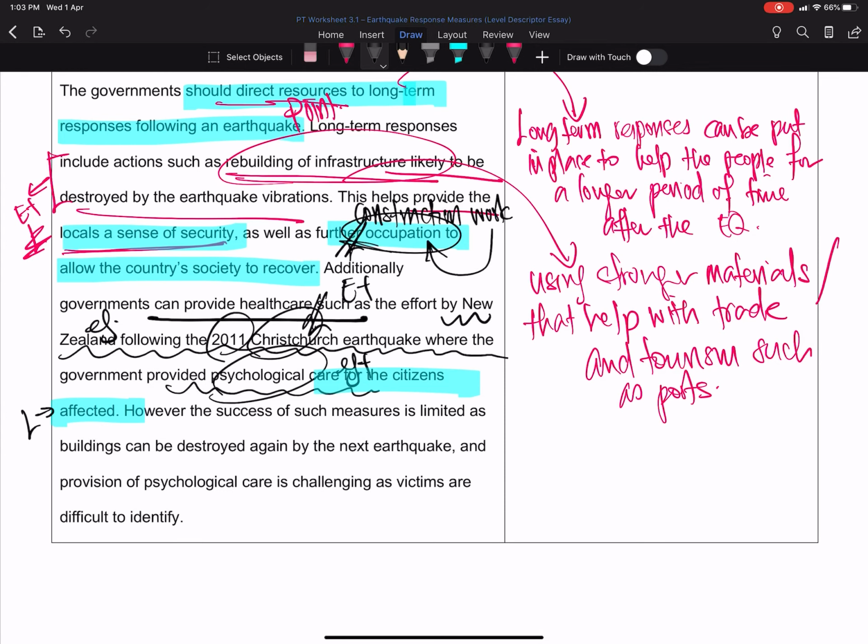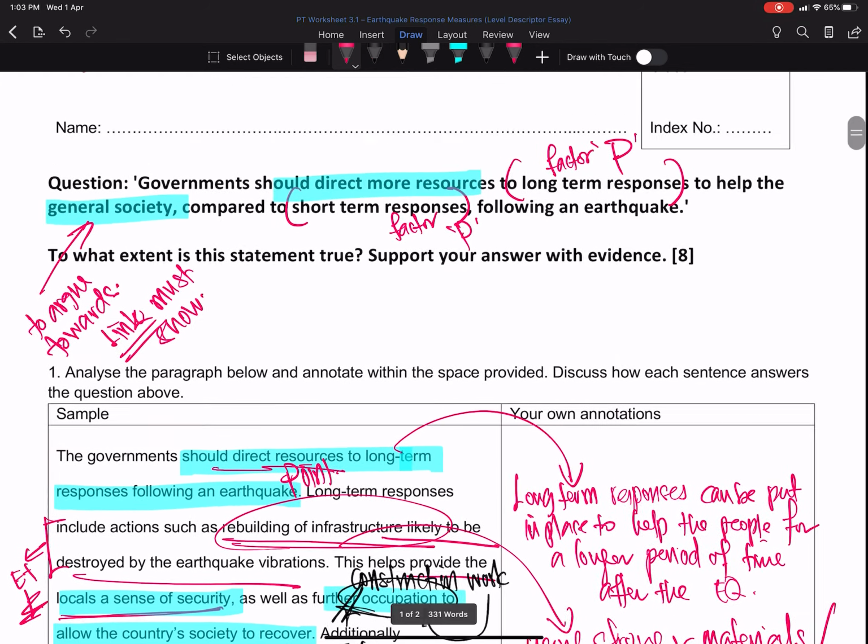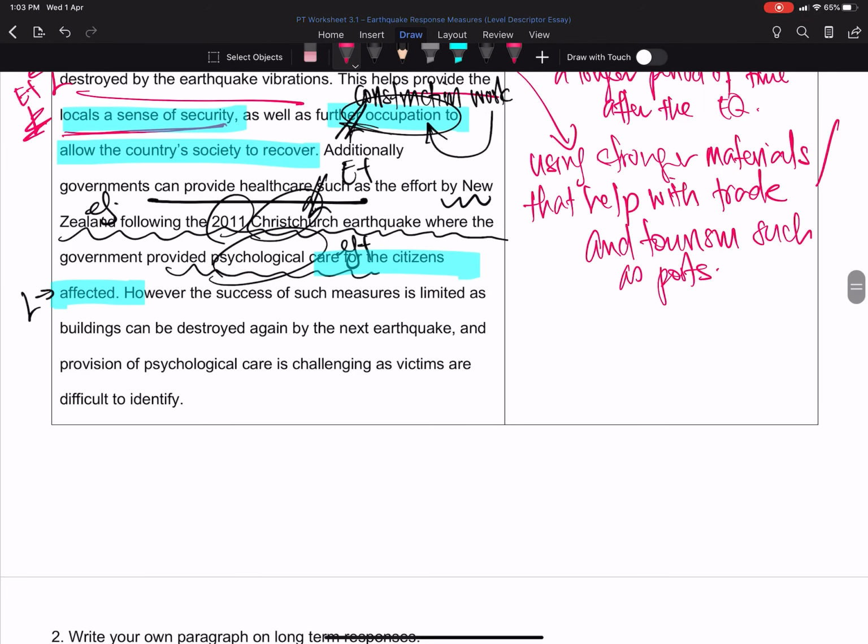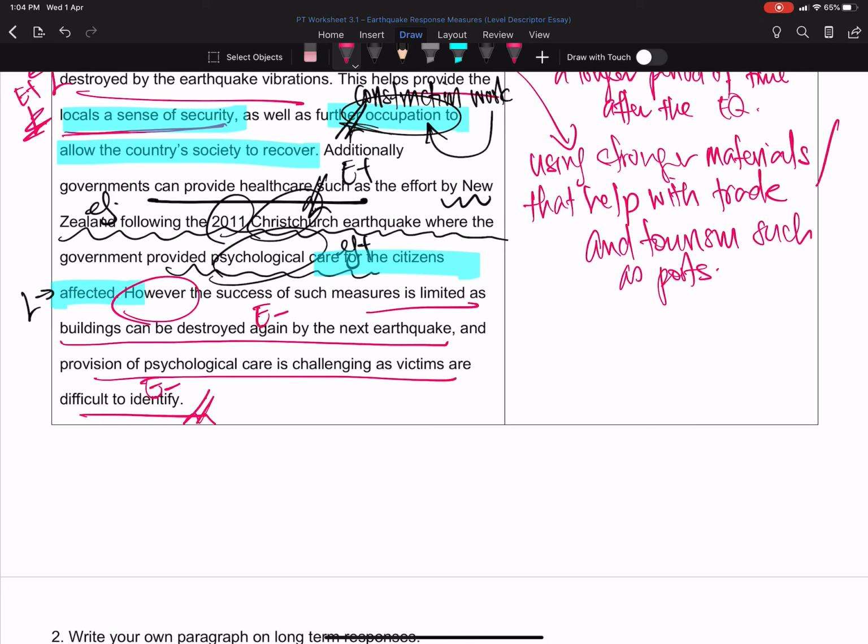Okay? Finally, I go into the last point. If you see the word however, it makes it clear that now my focus is going to be on my E-. However, the success is limited. Again, it's going to be E-. Buildings can be destroyed again by the next earthquake. And the provision of psychological care is challenging as the victims are difficult to identify. 2 E-. But if you realize, both of them didn't really have any link.